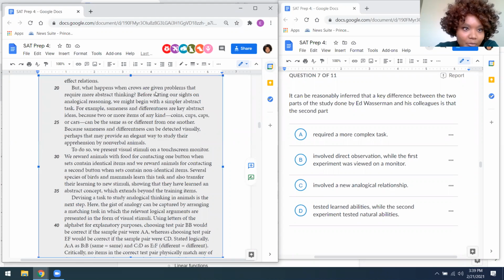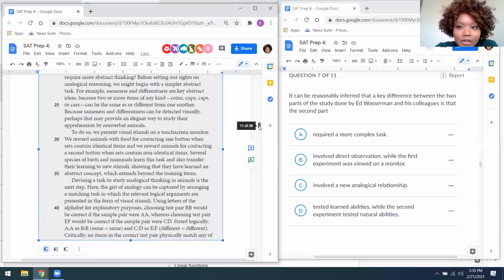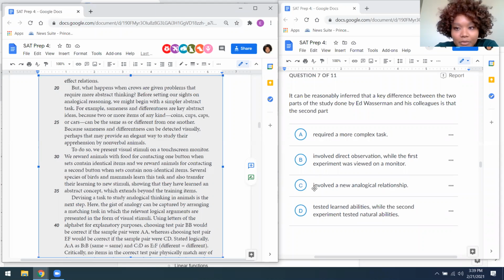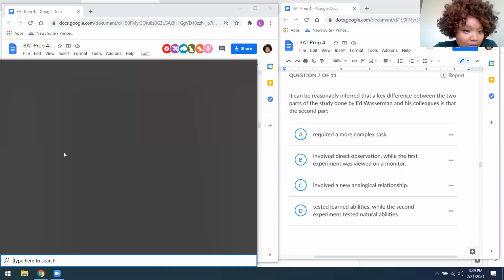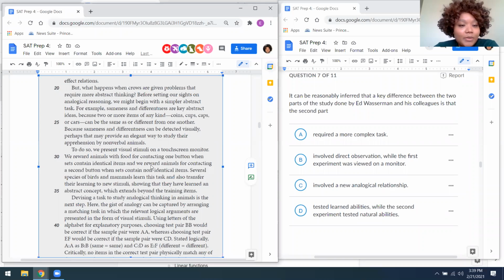What happens when crows are given problems that require more abstract thinking? Talking about cups. To do so, we present visual stimuli on a touchscreen monitor. Okay, we're getting close. And that was part of the answer choice B that you had chosen. And it does say, in fact, answer choice B says the first experiment was viewed on a monitor. Line 29 said, to do so, we present visual stimuli on a touchscreen monitor.